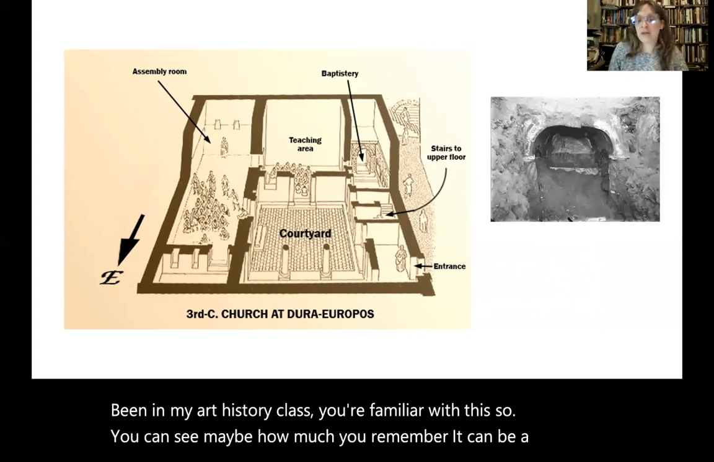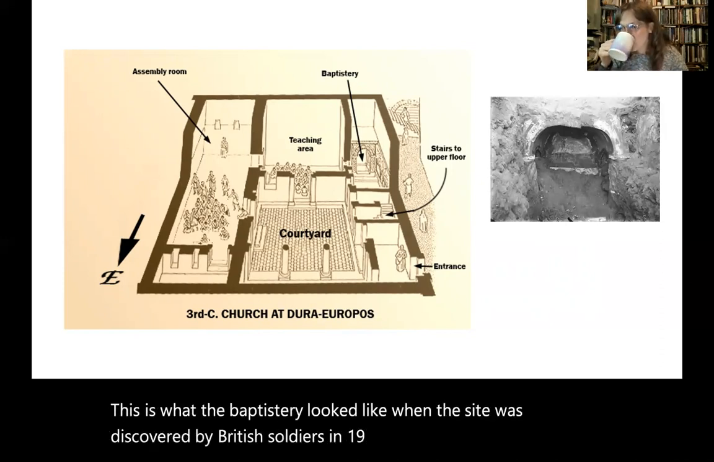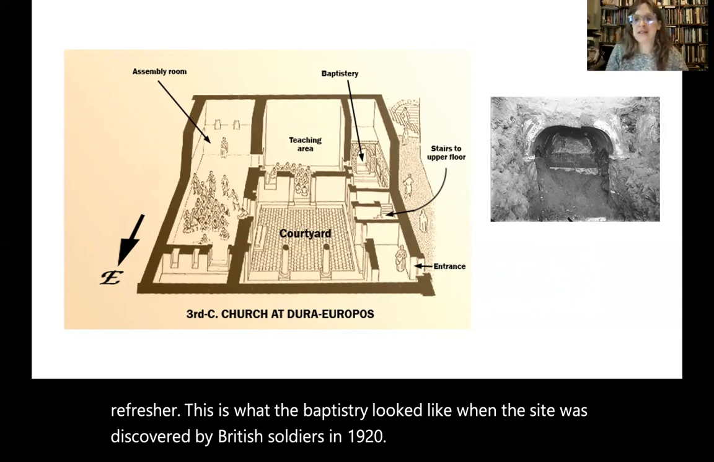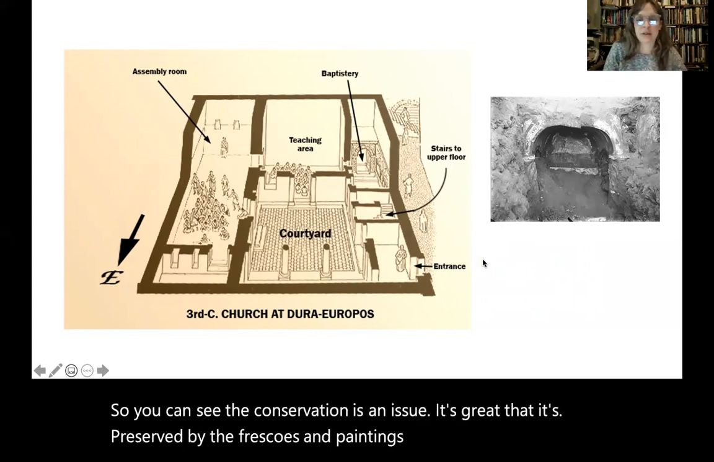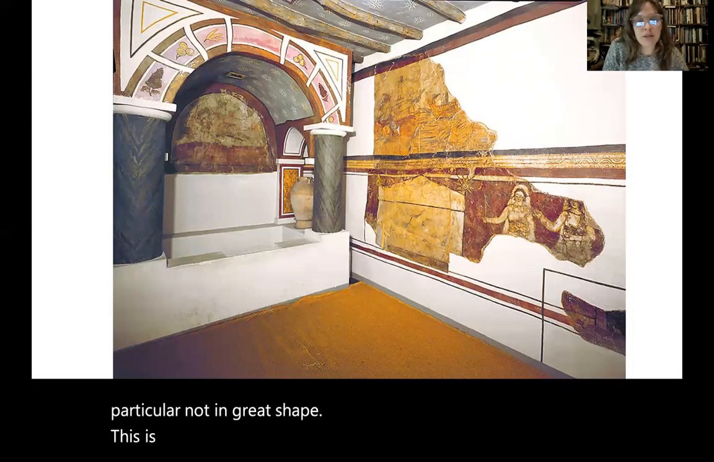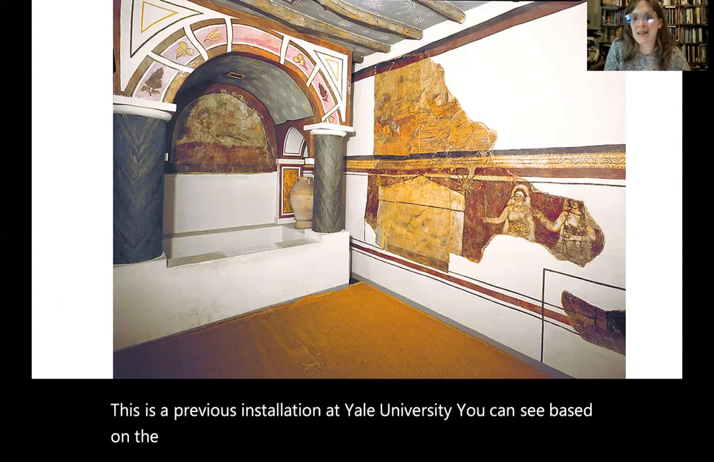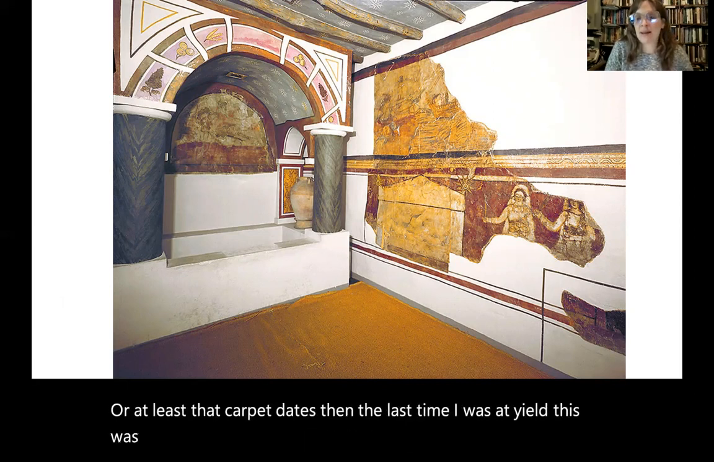This is what the baptistry looked like when the site was discovered by British soldiers in 1920. So you can see the conservation is an issue. It's great that it's preserved, but the frescoes and the wall paintings in particular are not in great shape. This is a previous installation at Yale University. You can see based on the carpet, probably dating to the 60s or 70s, or at least that carpet dates then. The last time I was at Yale, this was not on display. I don't know what the current status of it is.